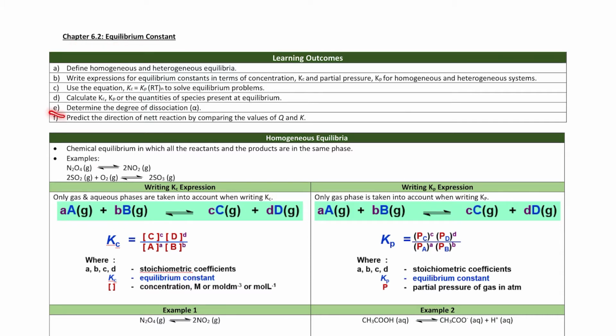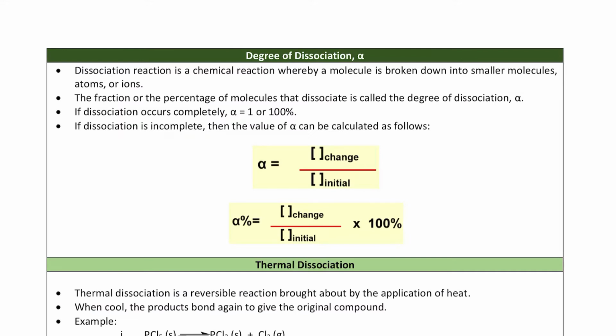In this video we are still in chapter 6.2 equilibrium constant, but we are going to learn learning outcome E. That means you should be able to determine the degree of dissociation alpha by the end of this video. Degree of dissociation alpha, okay, so symbol untuk degree of dissociation adalah alpha.